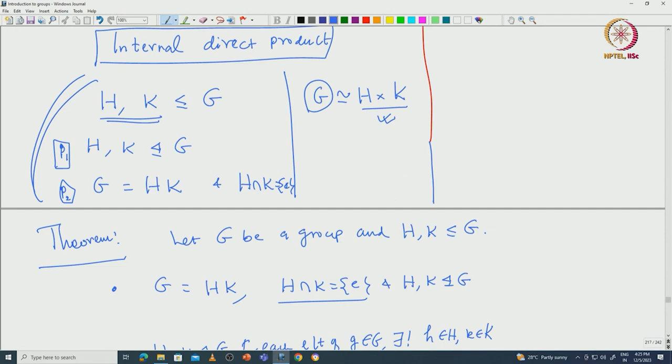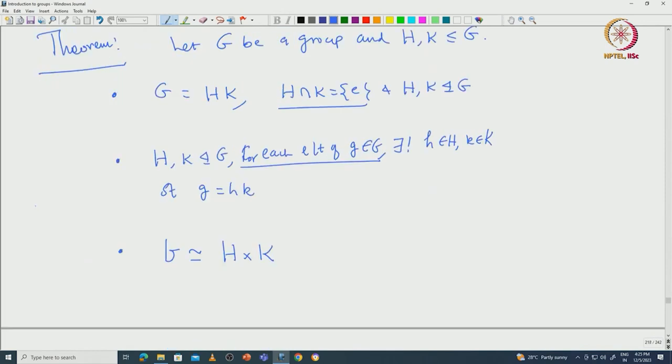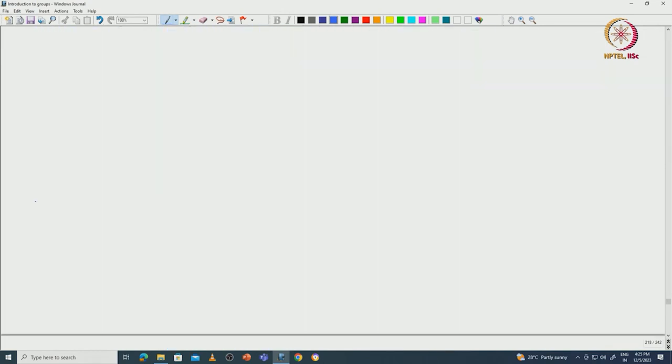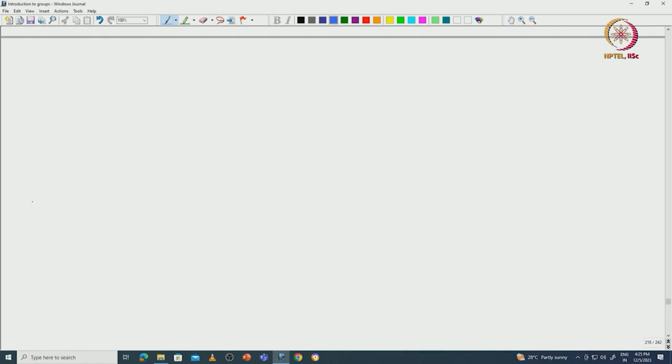Okay, so let's prove this equivalence. Before that, let me just recall something about this HK. This is an aside, maybe I will write it as a lemma, or proposition. This proposition is about the subset HK.